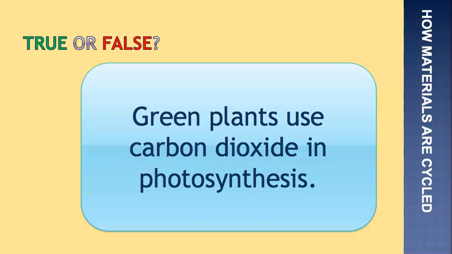Okay, right. So last bit now then, we're going to do a true or false. So the screencast can be paused, or I'll wait for a few seconds, read the statement and answer true or false, and we're going to mark them straight away. So the first one is, green plants use carbon dioxide in photosynthesis. Is that true or false?